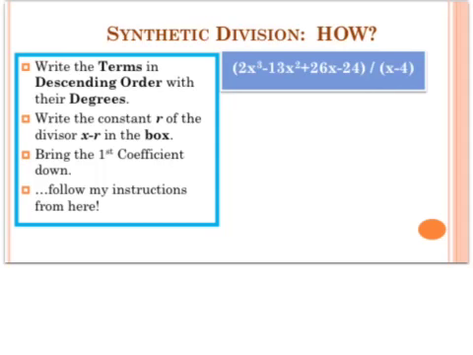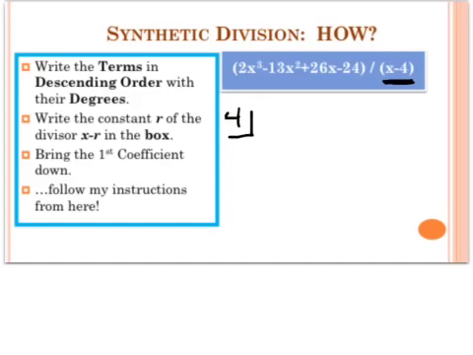So first off, if I just follow these directions, in the box right here, it says write the terms in descending order with their degrees. So I've got that done in the problem, and this is just the one from the previous page. Next, though, it says write the constant r of the divisor, x minus r, in the box. So I'm going to take the x minus 4 and solve it. I'm going to get a 4. So I always start with that number right there.